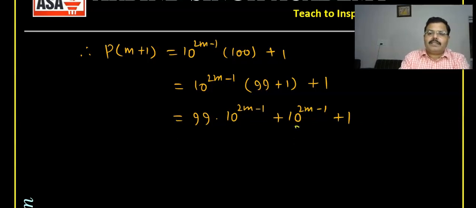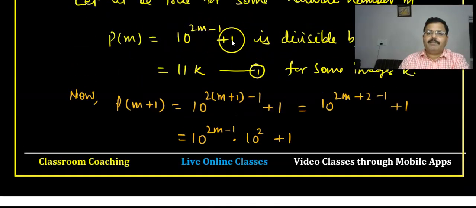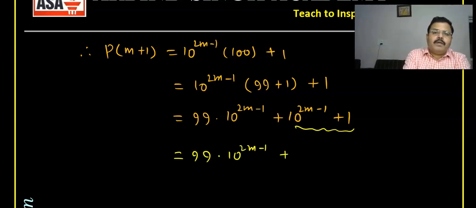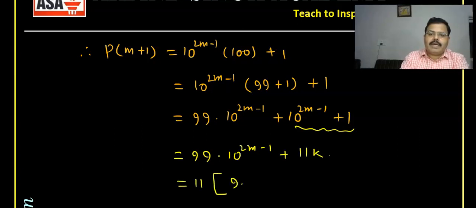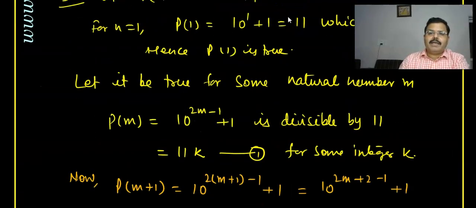Now for this, if we will use the first one, 10 to the power 2m minus 1 plus 1, that can be written as 11k. So we will write here 99 into 10 to the power 2m minus 1, and that will be 11k. Now 11 can be taken common. So what will be that? 9 into 10 to the power 2m minus 1 plus k. Clearly, this is some integer. So clearly, it is multiple of or divisible by 11.